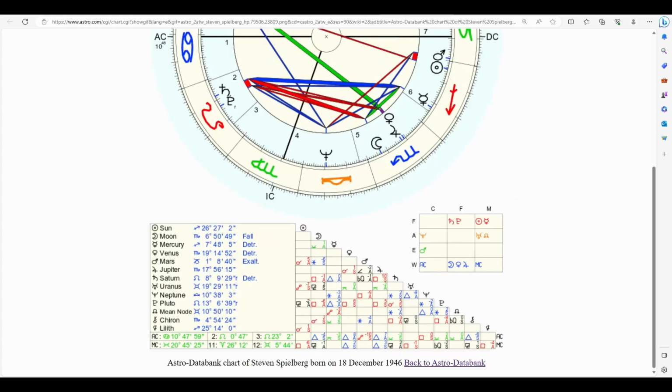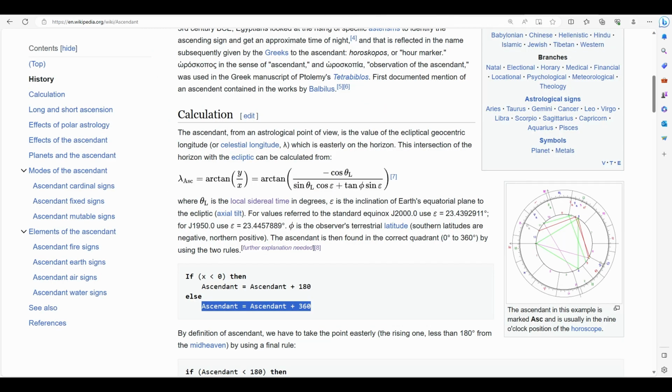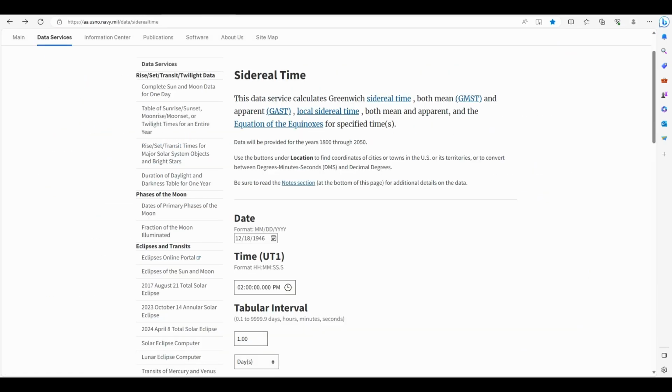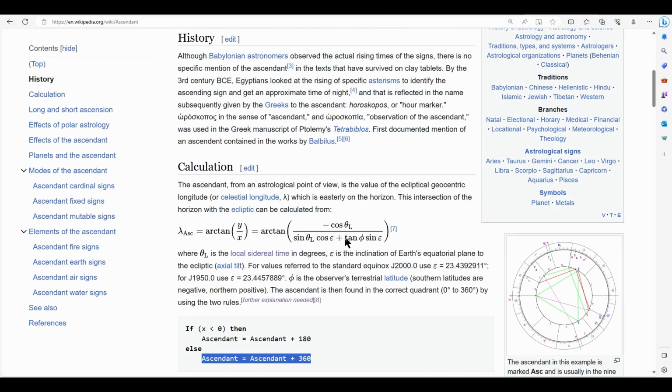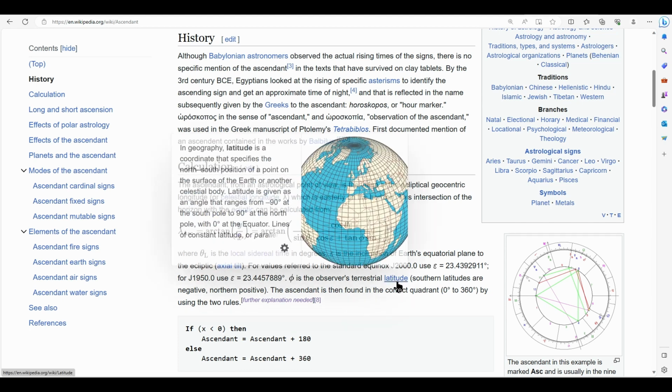So where is the, okay, here. The ascendant page on Wikipedia, and the next variable is this theta here. This theta here is the observer's terrestrial latitude. It's just the latitude actually.